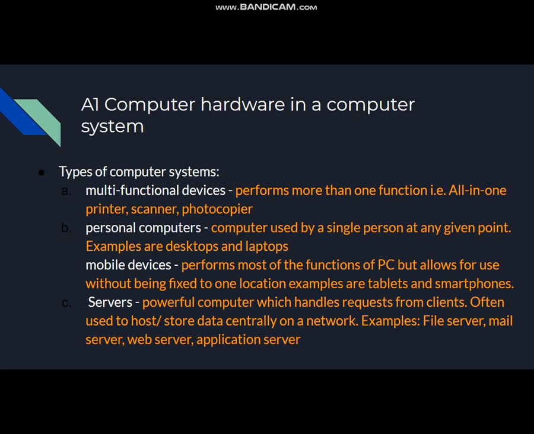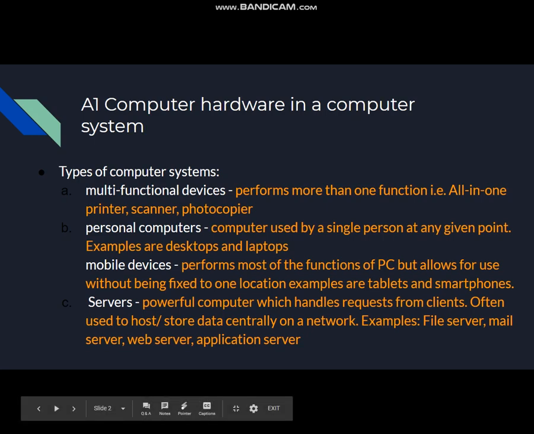Now a server is a more powerful computer, and it handles requests from a client. So a client will be a PC that's connected on a network, and then the server is what sends data back to that particular client. For example, we have different types of servers. We have a file server, where all your files are stored centrally. So in school, that will be a file server such as the share drive. And we can have a mail server where our emails are stored, a web server where web pages are stored, an application server where lots of programs are run from.